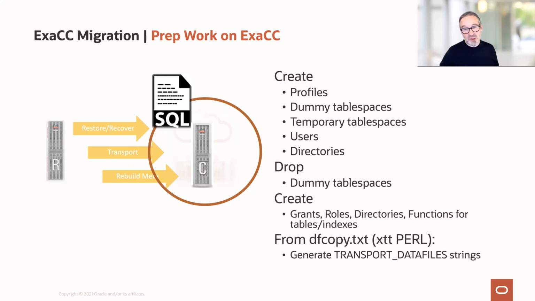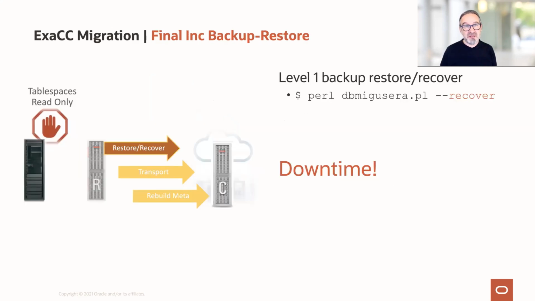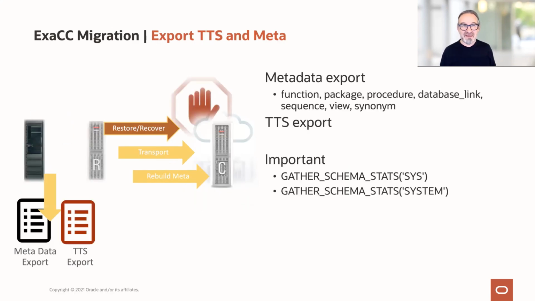I create grants, roles, and so on, and then a special file, which is part of this XTTS move, to generate the transport data file strings. Then, stop sign: application goes read-only, table spaces go read-only, final level 1 backup, restore, convert, recover, or otherwise convert, restore, and merge. And once we are done with that, now we can start with our transportable tablespace part.